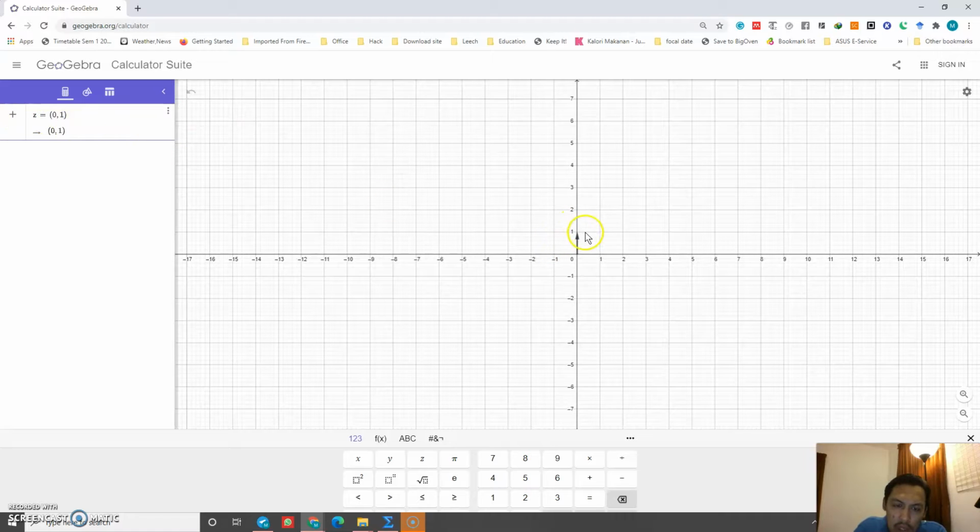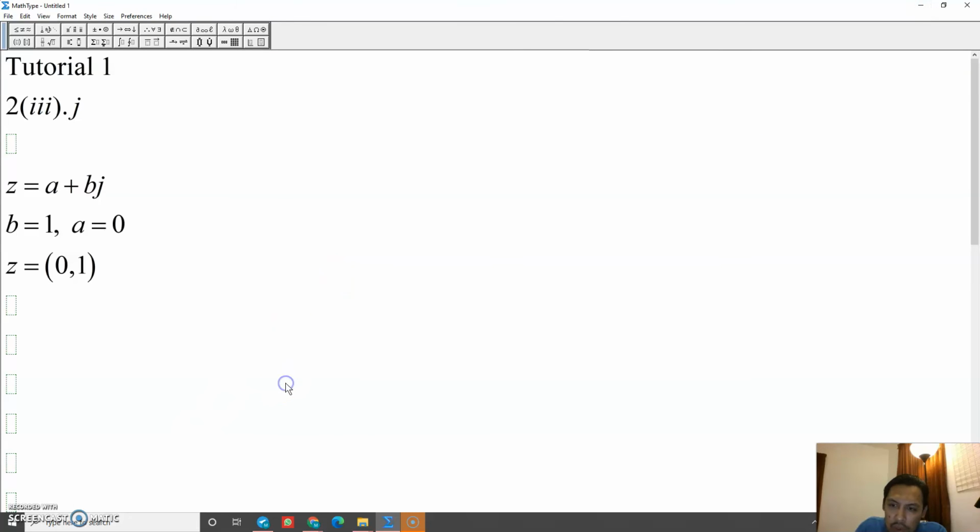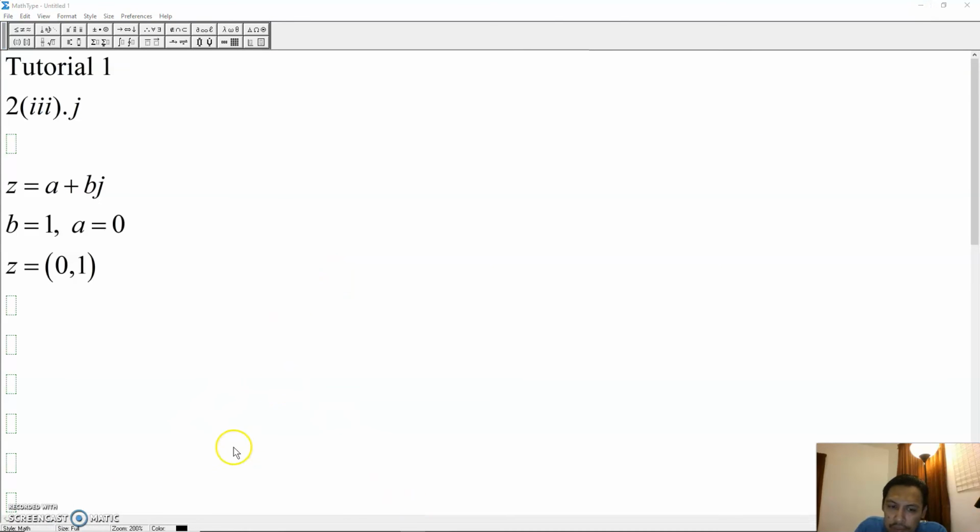You'll see that there's an arrow pointing to this area. So basically this is where it should be. This is where the point 0, 1 should be. That is actually the answer. This is where you should draw it; you should put a point there. Okay, so that is for the first question.